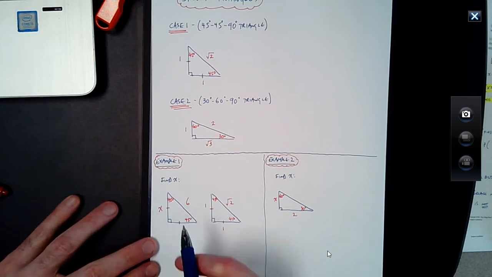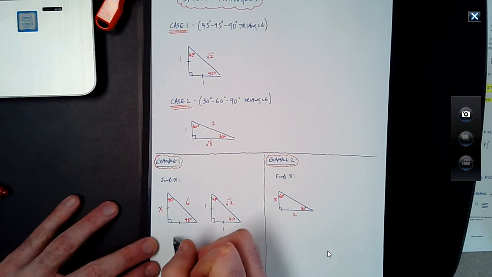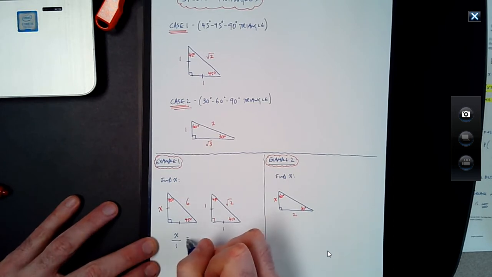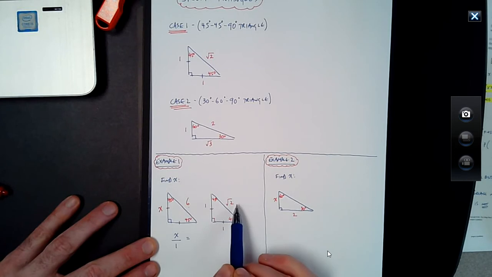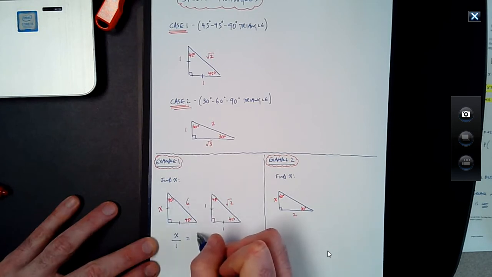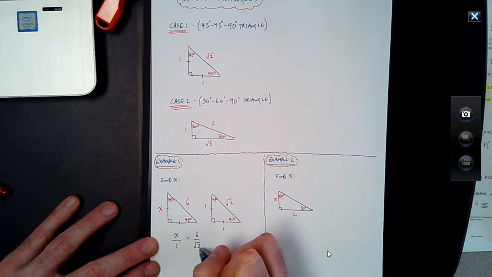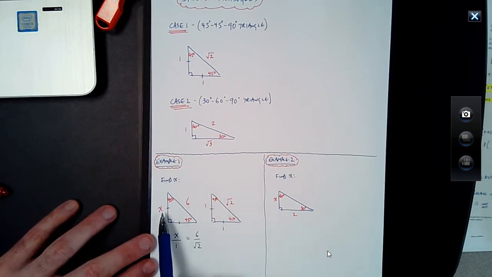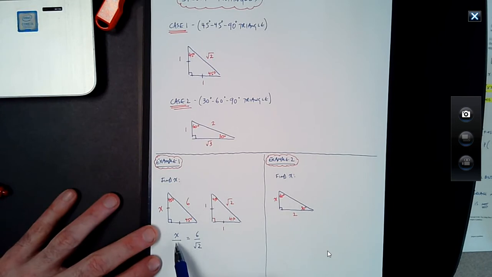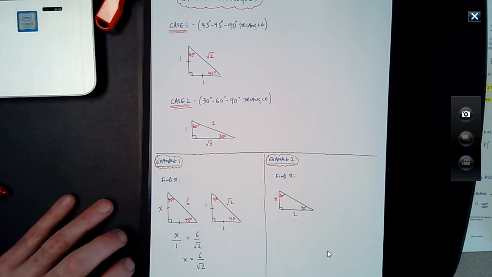So x corresponds with this side over here. So therefore x corresponds with 1, or it's proportional to 1. The 6 corresponds to the square root of 2. The hypotenuse corresponds to the hypotenuse. So that's going to be 6 over the square root of 2. So basically, if you want to figure out x, all you have to do now is use cross multiplication to solve this equation. Well, in fact, x over 1 is just x, so my answer is just going to be 6 over the square root of 2.